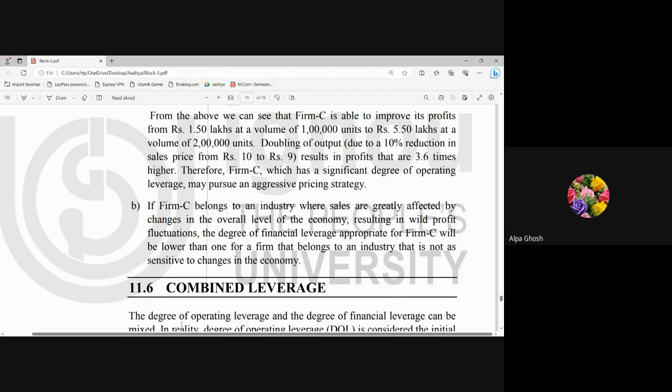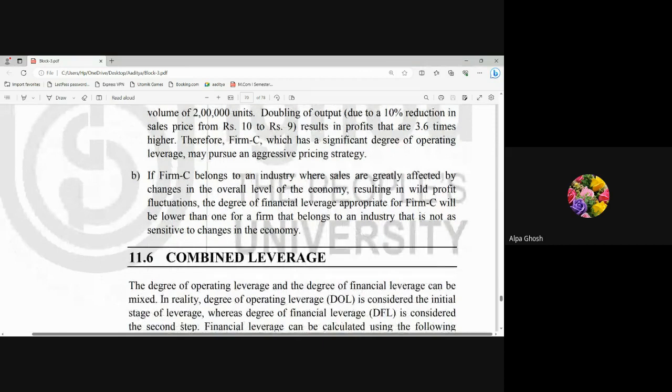So EBIT is operating leverage, earnings before interest and tax. And from this EBIT, when you pay interest and tax from your EBIT, it becomes earnings after interest and tax. And that earning is known as financial leverage.